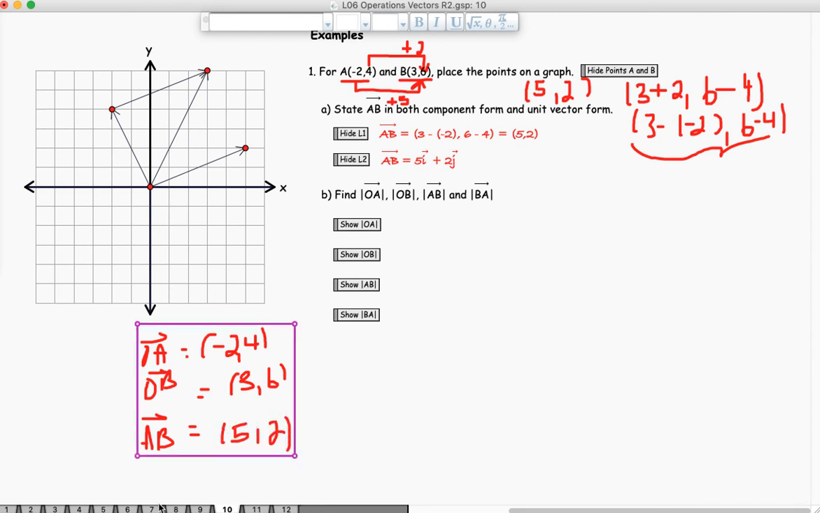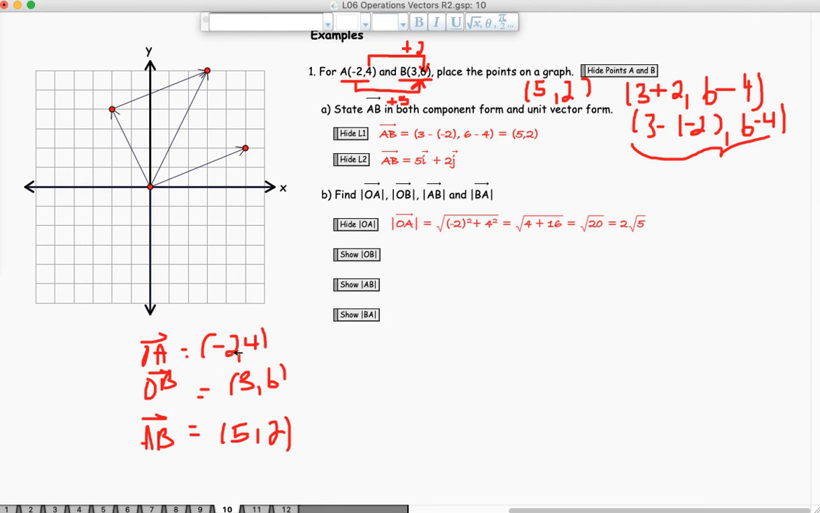To find the magnitude of vector OA, I'm going to do the square root of -2 all squared plus 4 squared, which becomes the square root of 4 plus 16, square root of 20, which is 2 root 5. To find the magnitude of vector OB, which is 3, 6, it's the square root of 3 squared plus 6 squared. That gives us 9 plus 36, which is 45. And 9 times 5 reduces to 3 root 5.